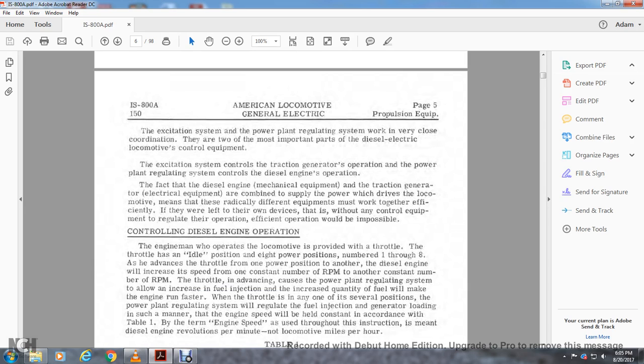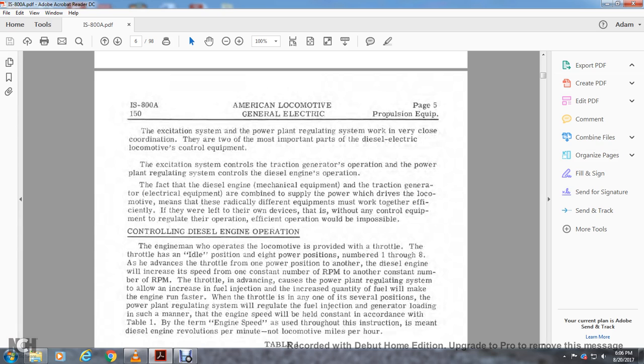The excitation system and the power plant regulating system work in very close coordination, and they are two of the most important parts of the diesel electric locomotive control. The excitation system controls the traction generator and operates together with the power plant regulation system that controls the diesel engine. The diesel engine is mechanical equipment and the traction generator is electrical equipment, and they are combined to supply the power which drives the locomotive, though the things involved are radically different. These devices could not work together efficiently if they were left on their own, without any control equipment to regulate their operation, and efficient operation would be impossible.